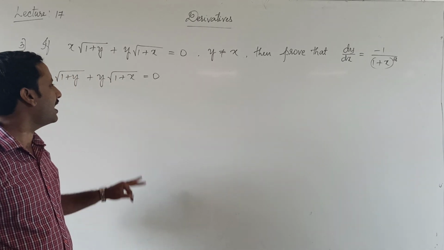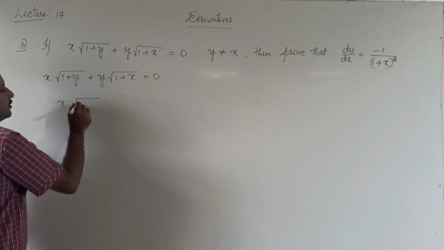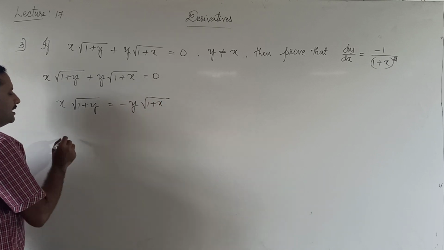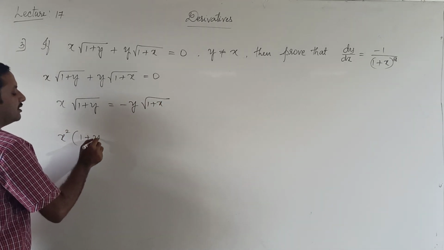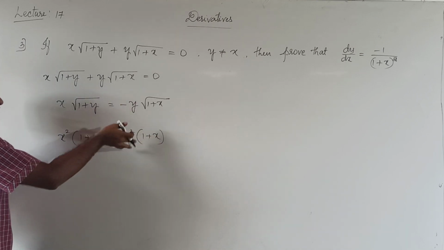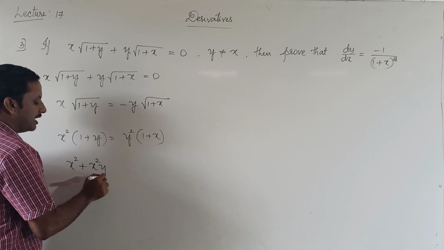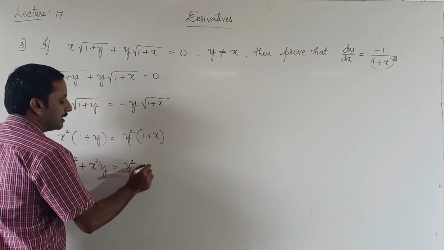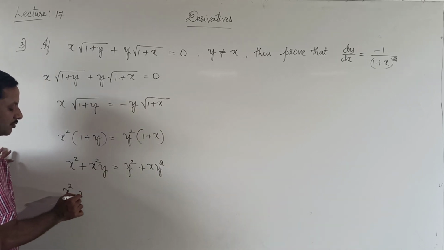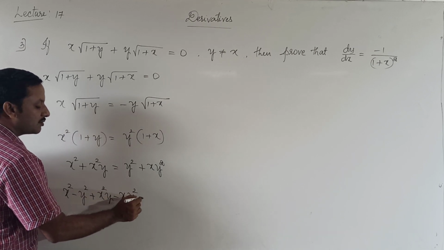Okay. So before I differentiate it, let us simplify this. I take this term to the RHS. We get x into root of (1+y) is equal to minus y into root of (1+x). Now let us square this. x^2 into (1+y) is equal to y^2 into (1+x). Minus y whole square will become y^2. Simplify. x^2 + x^2 y is equal to y^2 + xy^2. Bring all of them to the LHS. We get x^2 - y^2 + x^2 y - xy^2 equal to 0.